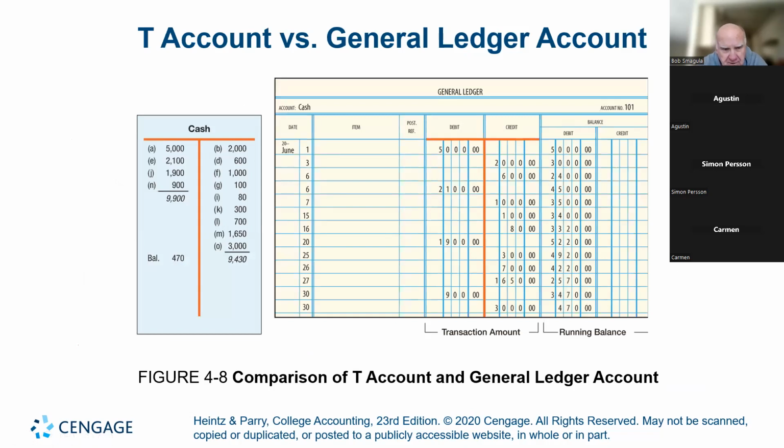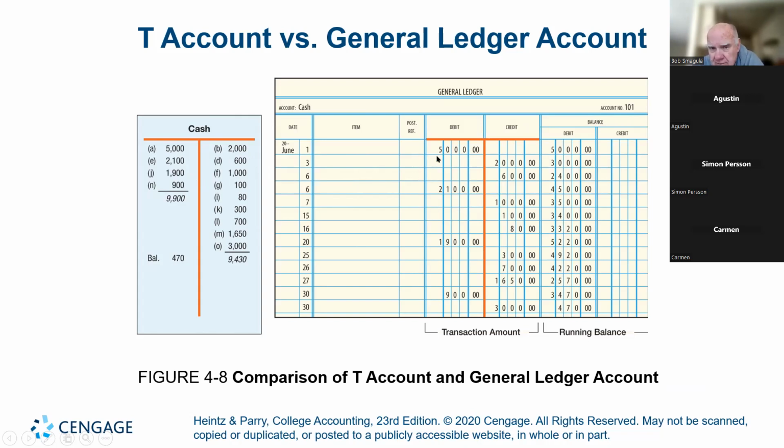So here we go. Here's what you saw in the prior chapter, right? Cash, a T account. You might remember me saying it's the poor man's general ledger. Well, there's your cash, 5,000, 2,100. Here it is in the general ledger. Once you hit the post button, it created all of this. So here's your first folder, cash. It's account number 101. And your first transaction, 5,000, a debit here. Then you had B, 2,000, and then 600.